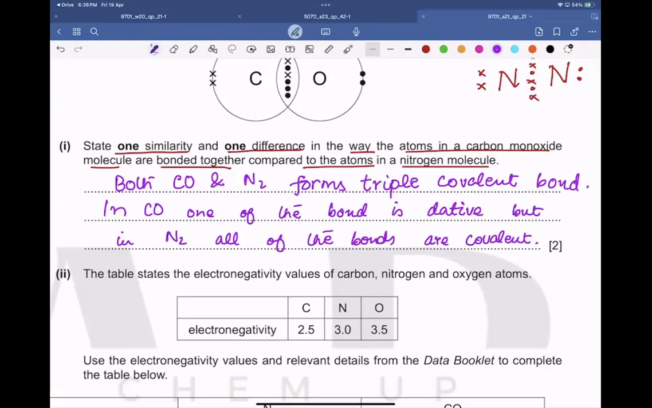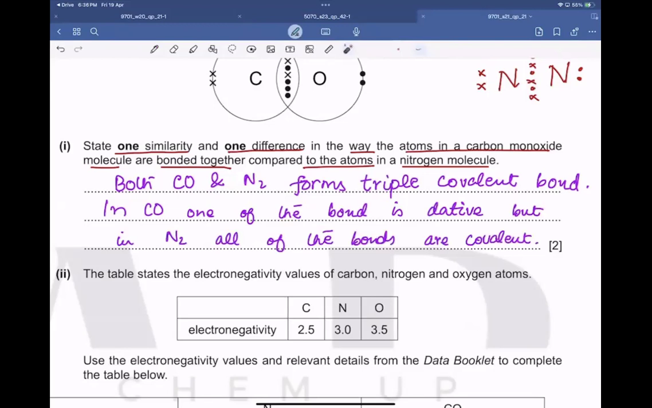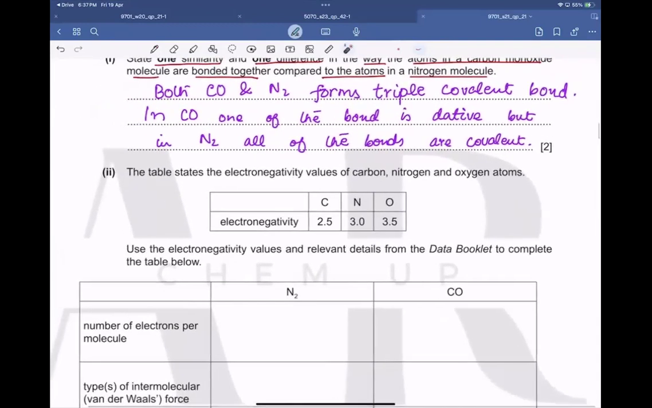Mariam, that is the nature of these molecules. If you read this, state one similarity and one difference in the way the atoms in carbon monoxide molecules are bonded together. So we have to talk about the bonds, the pair of electrons. It is correct that carbon monoxide is polar and nitrogen is non-polar, but we can't write it over here. Okay. Because we have to tell the difference in bonding only. So one is forming a dative bond and the other one is forming all covalent bonds. Is it clear, Mariam?